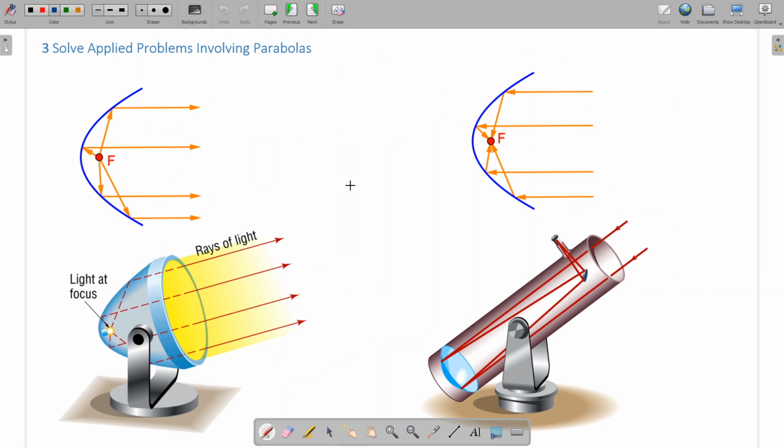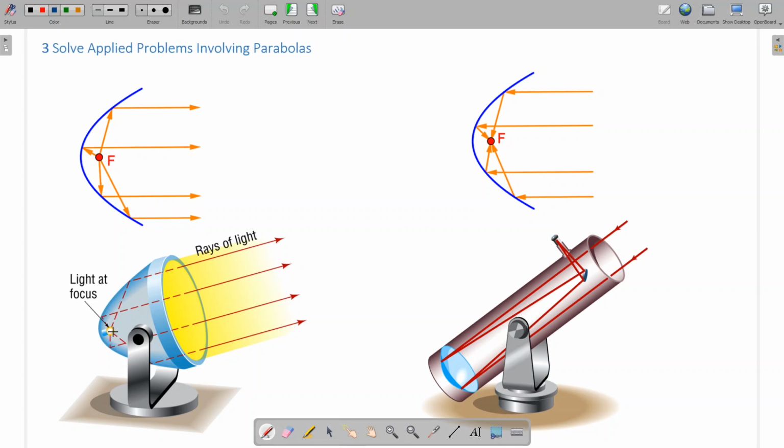Okay, the last thing we want to look at is applied problems using parabolas. So why do we care about parabolas at all? Well, parabolas have a really important property. If you imagine the parabola representing some kind of boundary, some kind of surface, I think the easy example is to think of it as the reflective coating on a flashlight or any kind of a beam.